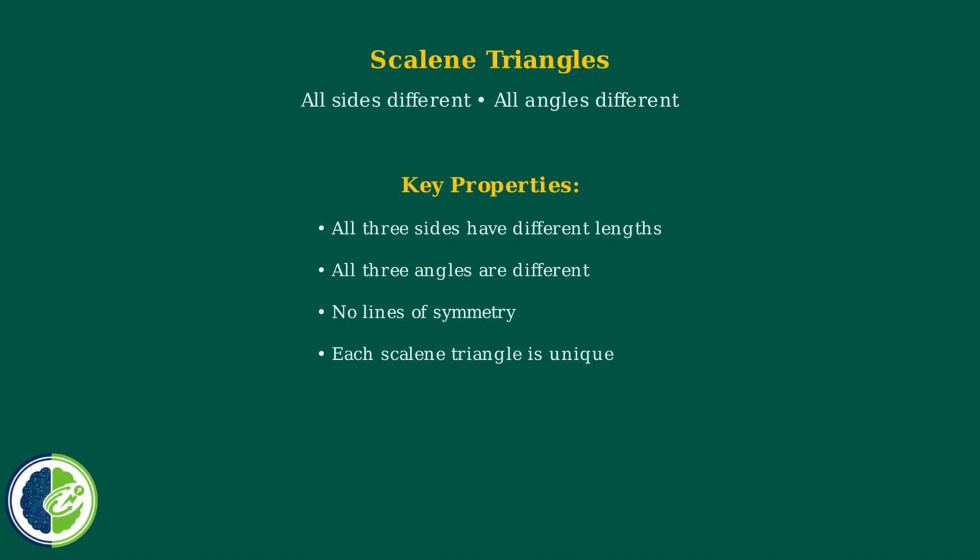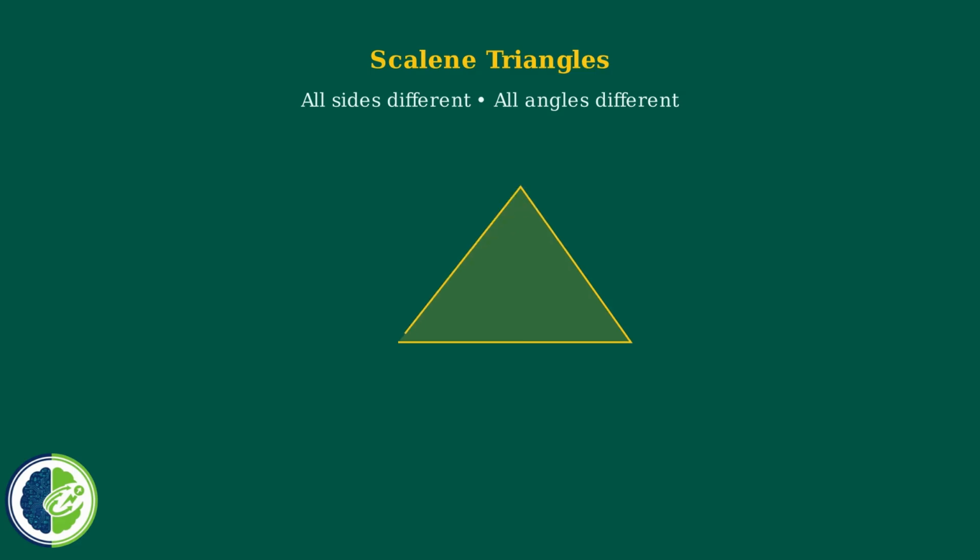Finally, this means each scalene triangle is completely unique in its proportions. Here's a practical example. Imagine a triangular plot of land with sides measuring 15 meters, 23 meters, and 31 meters. This would be a scalene triangle because all sides are different. Scalene triangles are everywhere in the real world, from irregular roof sections to triangular garden plots. Their lack of symmetry makes them perfect for situations where you need a triangle that fits specific, unequal measurements.